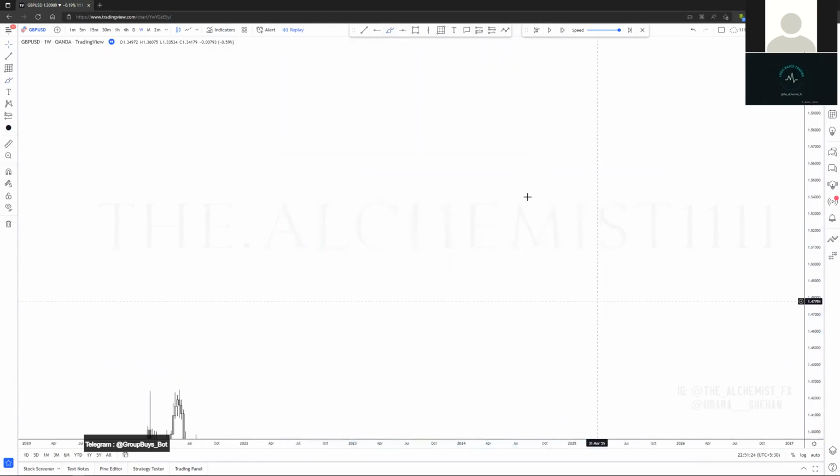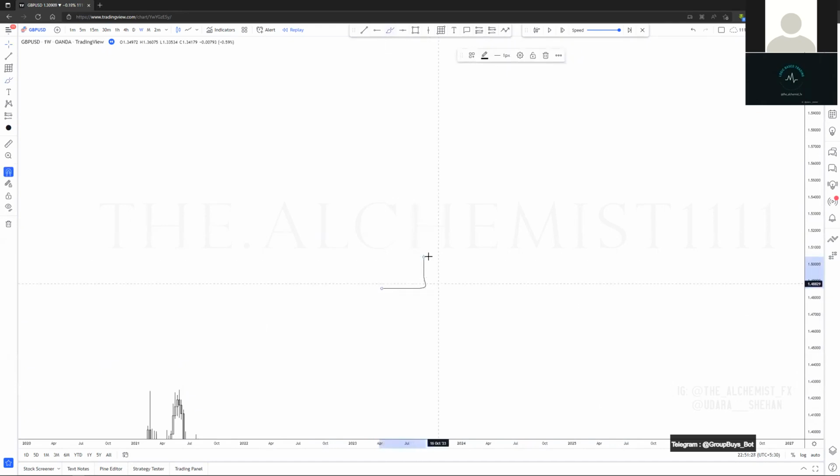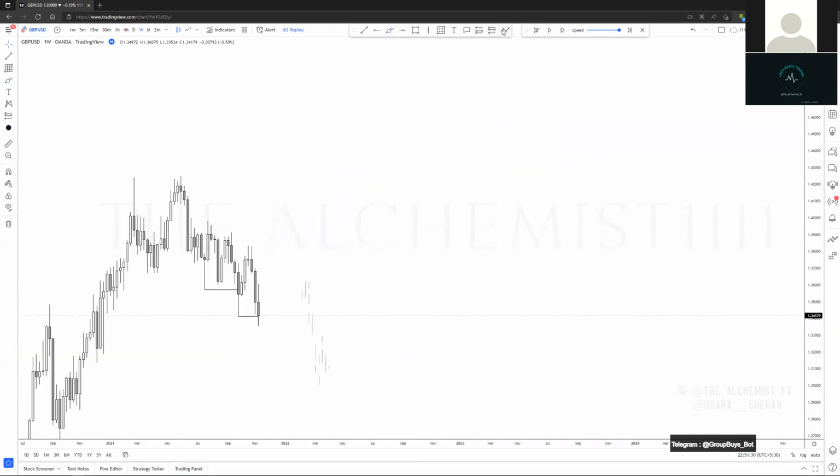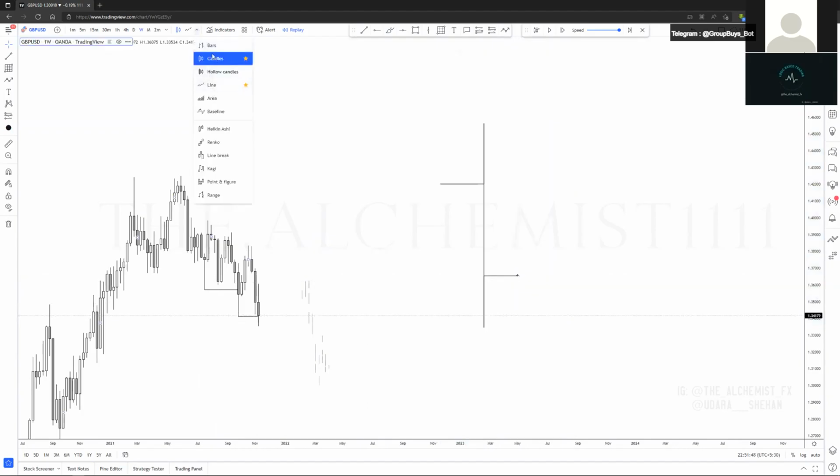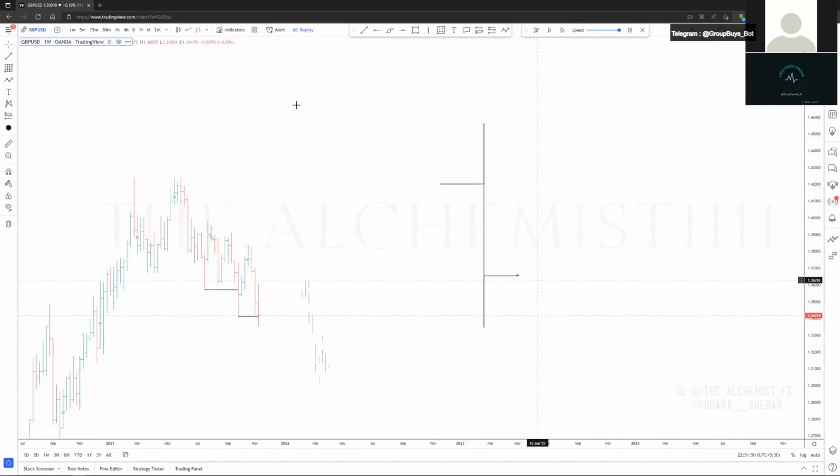So something like this. Let's say it opens, that's ugly, let me draw it out clearly. Opens, false run in the opposite direction, drops, and then it comes back into a consolidation. Right? So what is this? This is the bar chart. If it's a bar chart, you can see this is how the bars are created. Look at this, this is how the bars are created.